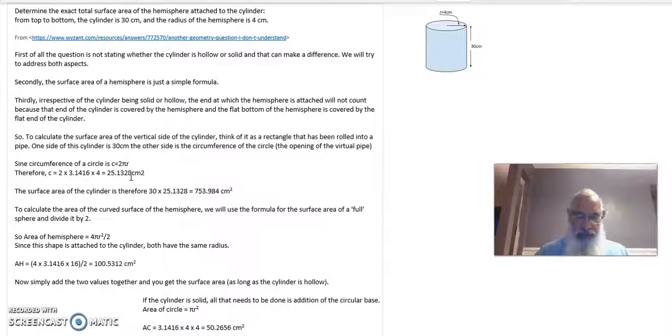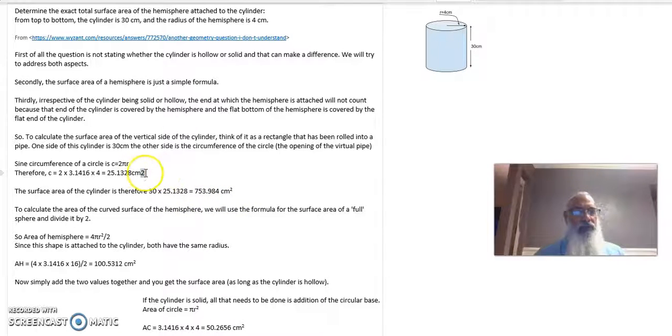I'm sorry, I didn't do that before. Anyway, it's a centimeter square. So that's the area of the circumference only. Now, once you have that, what you need to do is multiply it by the height and get the area of the curved surface of the cylinder. So you get 30 times 25.1328, and the total.